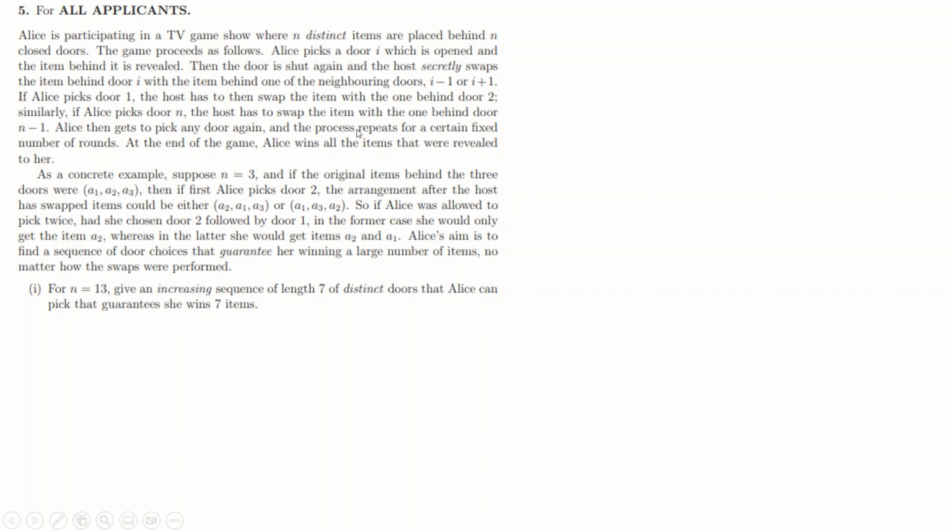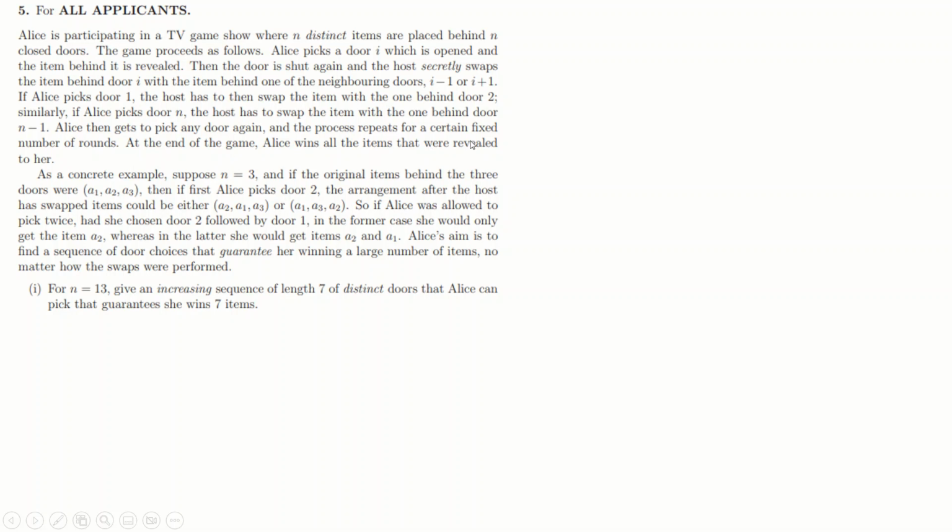Now, any item that's revealed, she wins. Any item that she sees. So she sees an item, the door is shut, and the host gets to choose whether to swap it with the item behind the door to the left or the right of the one that she picked. And then she picks again, and she sees a new item, and she wins that item, and it keeps going until the number of rounds determined by the host ends. And she wins all the items that are revealed.